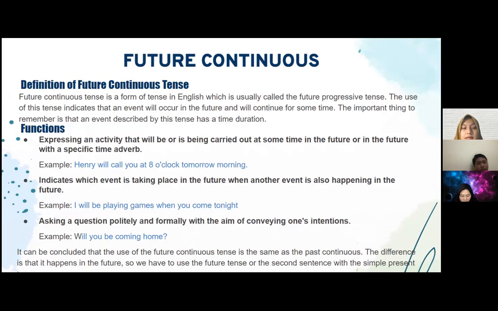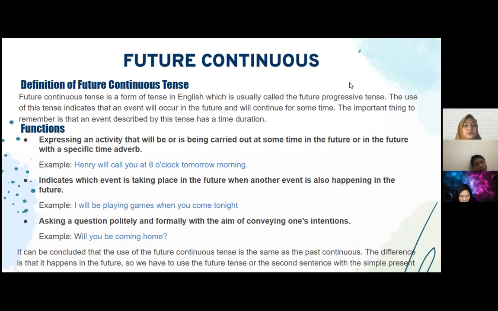The function has 3 points. First, expressing an activity that will be or is being carried out at some time in the future or in the future with a specific time. Example, Henry will call you at 8 o'clock tomorrow morning. The second point indicates that an event is taking place in the future when another event is also happening in the future. Example, I will be playing games when you come tonight. The last point is asking a question politely and formally with the aim of conveying one's intentions. Example, will you be coming home?